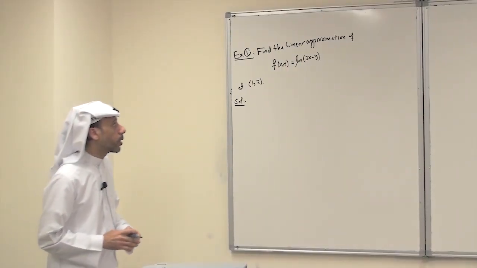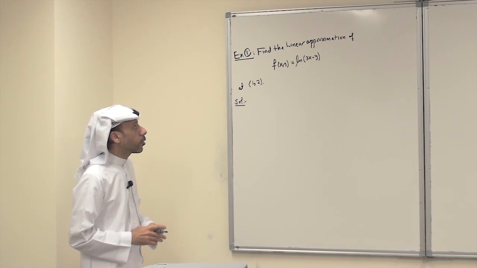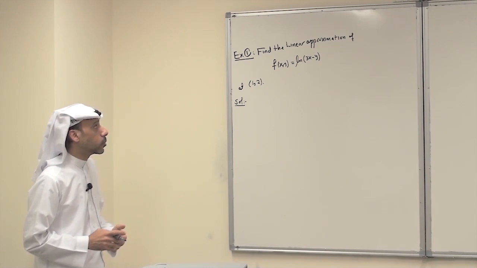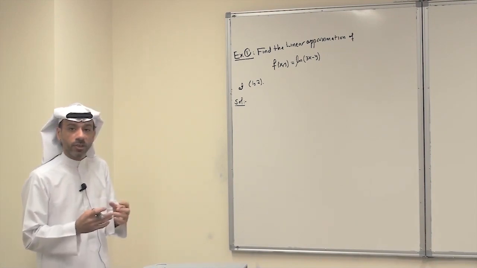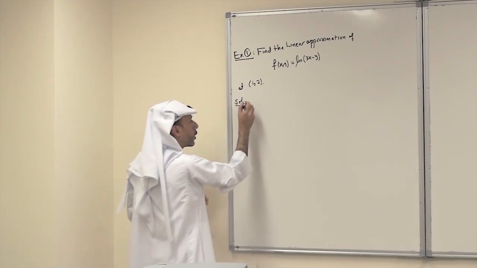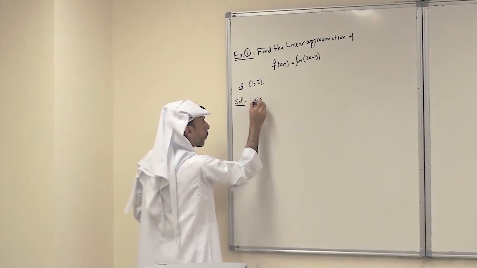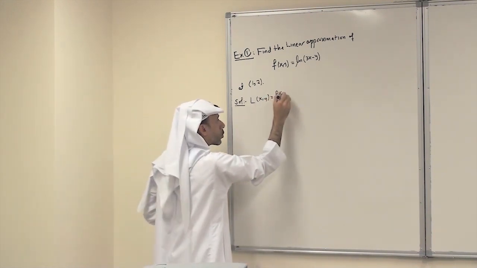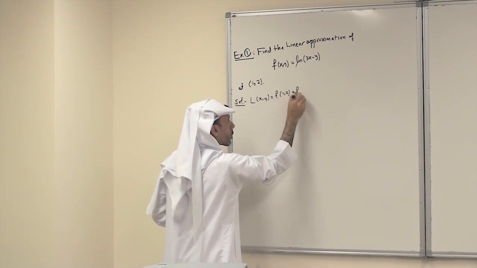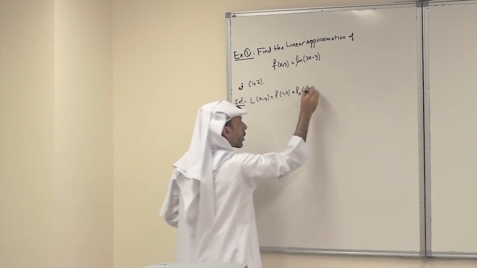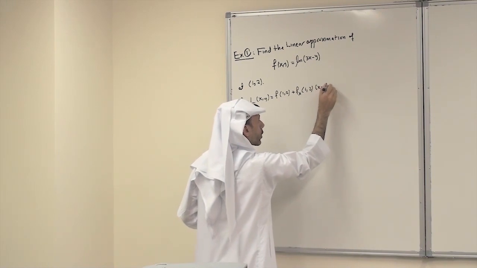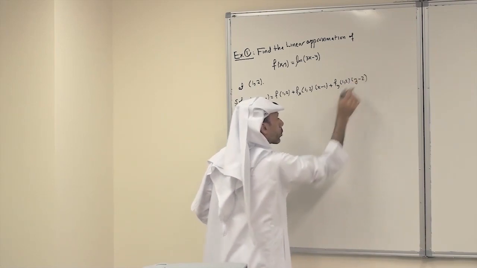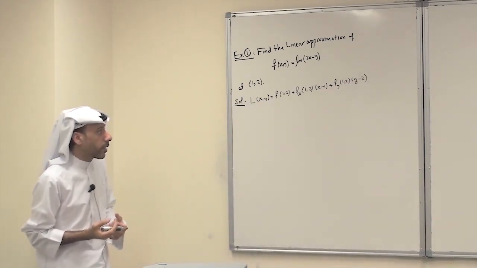Let's consider the following problem. Find the linear approximation of f(x,y) = ln(3x − y) at the point (1, 2). To find the linear approximation, first we have to find the linearization. So the linearization is L(x,y). By definition, this is f(1,2) plus f_x(1,2) times (x − 1) plus f_y(1,2) times (y − 2). This is the definition of the linearization.